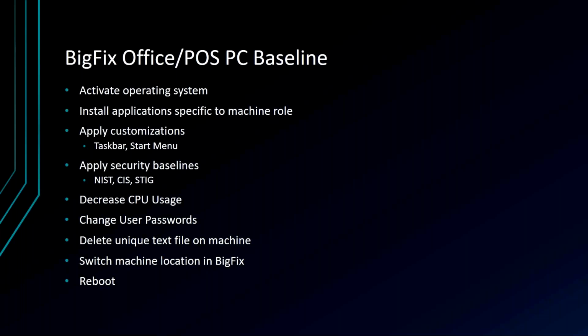So when the machine checks in, it hits that group. If that machine hits specific criteria, then it will hit the specific baseline, and based on what type of machine it is, it will hit a separate baseline. But when it's finished, we also want it to go to our main location where all of our other machines are. So once the baseline finishes, the last thing is you switch that location, and then you reboot the machine to apply all of your security baselines, group policies, registry edits, everything, just to make sure everything applies correctly, however you're doing it.